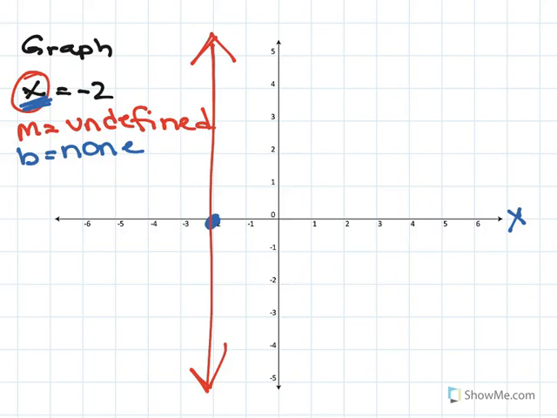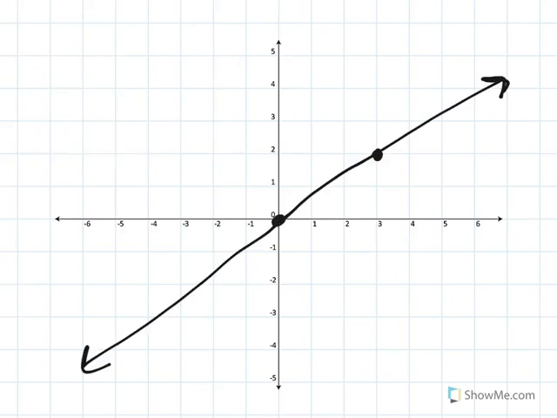So that's how you graph. Use the y-intercept to start, and then use your slope to move. So the next thing we're going to talk about is writing the equation of a line. So remember, y equals mx plus b is our format.